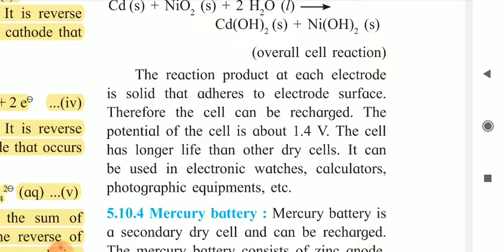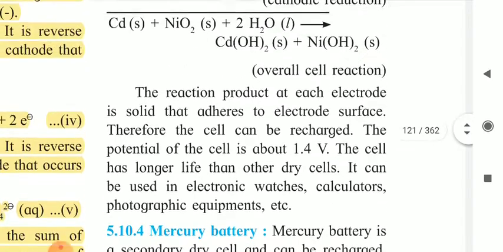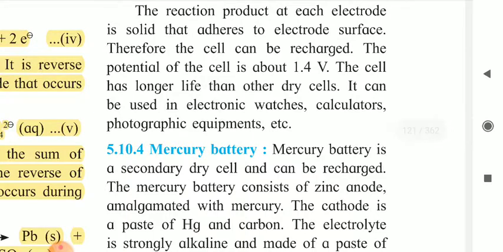It can be used in electronic watches, calculators, photographic equipment, etc. Means where the 1.4 volt requirement is there, in those instruments this Nicad cell can be used. Students, this can be used in wristwatches in our daily life.